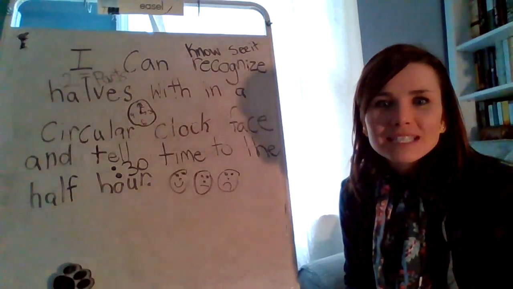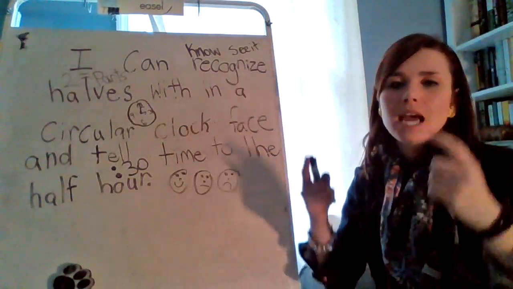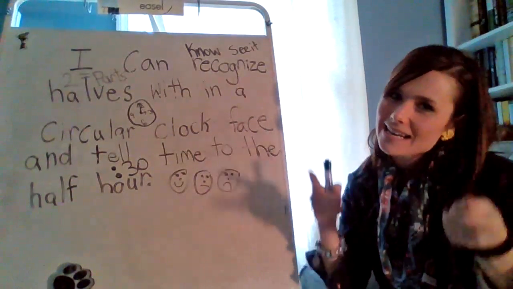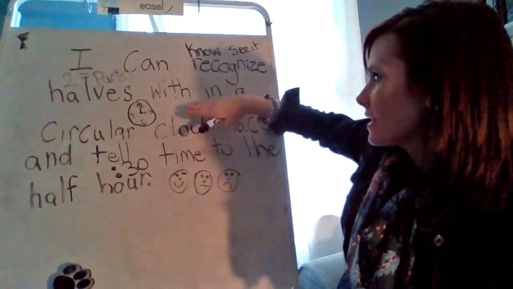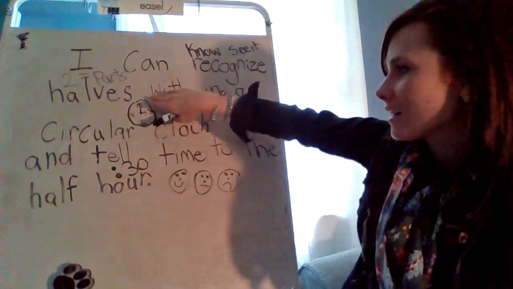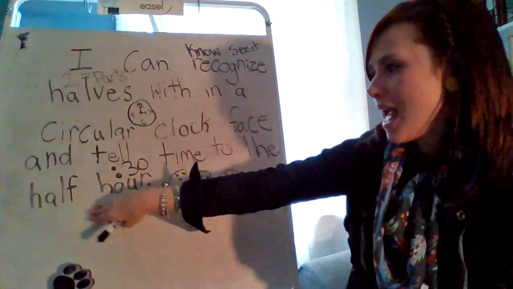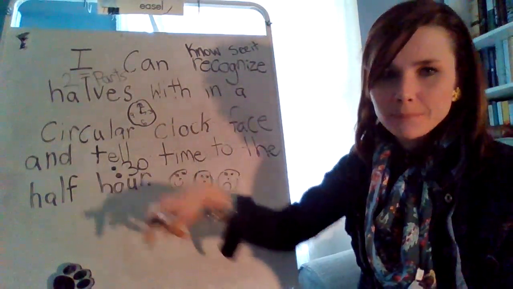All right, let's read this back together, okay? All right, ready? I can, say it with me, I can know, see it 2 equal parts within a circular clock face and tell time to the half hour, so to the 30.